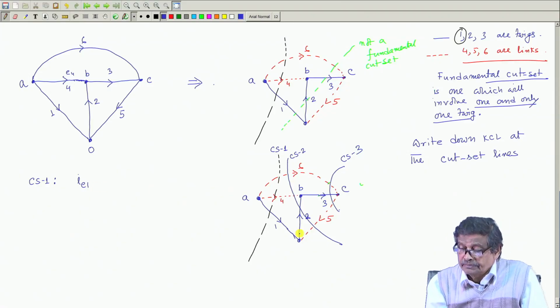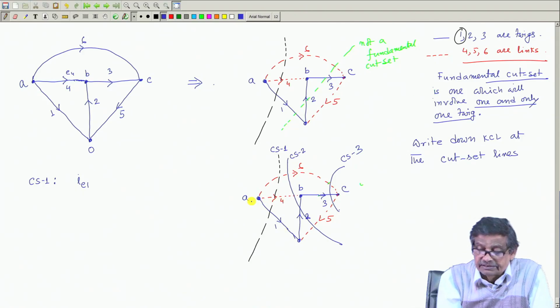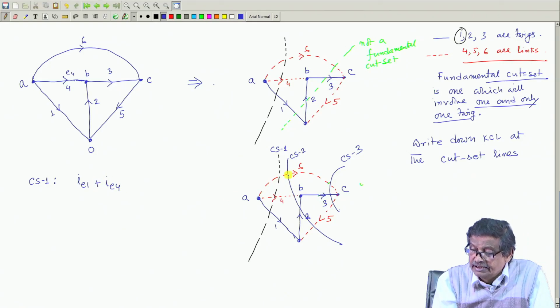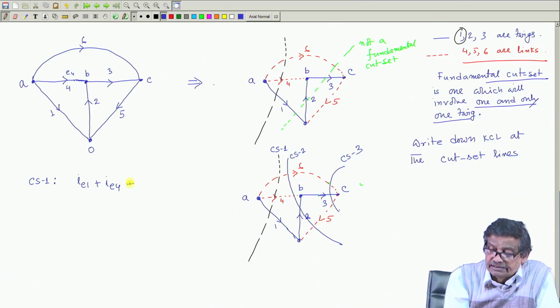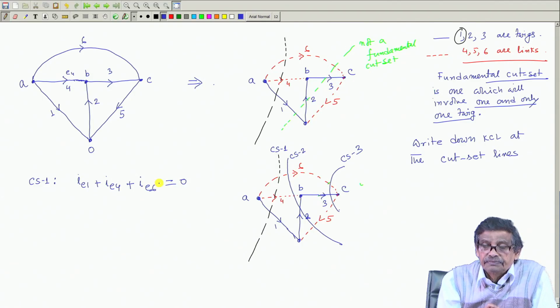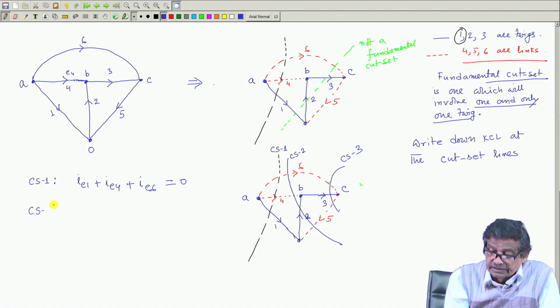is from this side to this side. Similarly, IE4 is from this side to this side, so plus IE4. Similarly, IE6 also crosses from left to right, so plus IE6. That is all. This is equal to 0. Go to cut set 2.